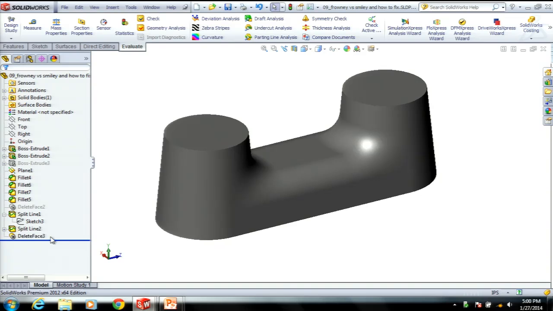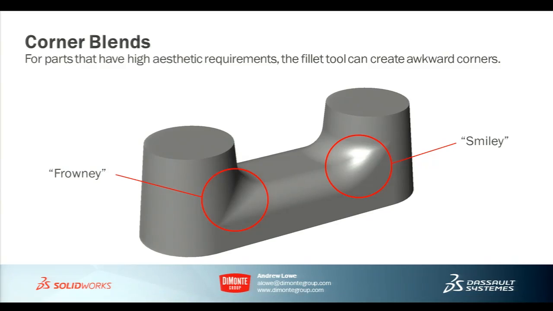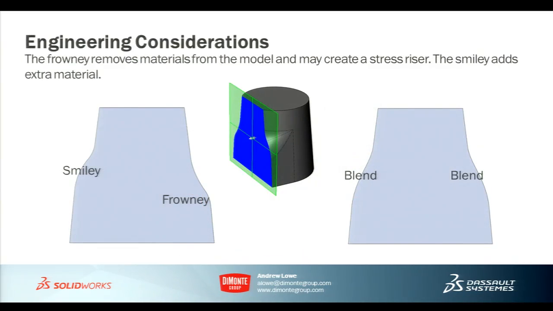So sometimes we can get most of what we want with the fillet tool, and then we can use split line and delete face to help clean up some of those awkward corners. And if you were to section the model through that fillet area, the smiley actually adds material to a model, and the frowny removes material. Whereas I like to say the blend is kind of Goldilocks. It's just the right amount of material on the part.